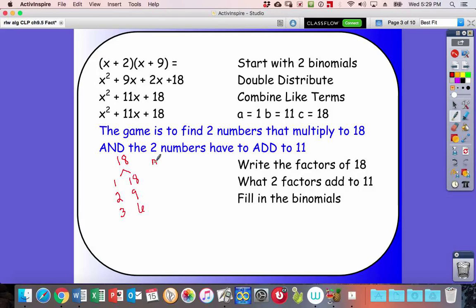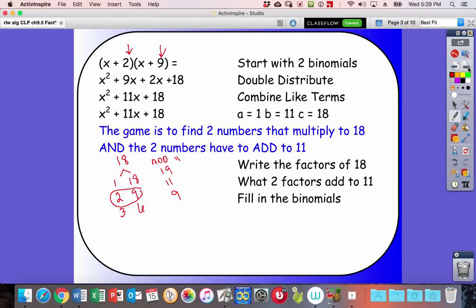And I have to find the two numbers that add to 11. Okay, well, 1 plus 18 equals 19. 3 plus 6 equals 9. But 2 plus 9 is 11. That's how I know that I'm going to end up with this 2 and this 9 up here. So I'm going to play the game. I'm going to find two numbers that multiply to 18 and add to 11.